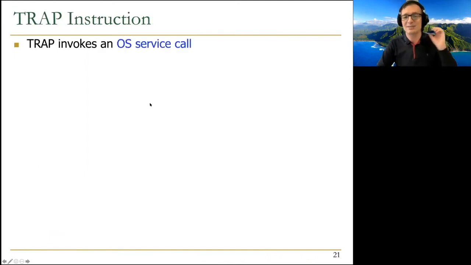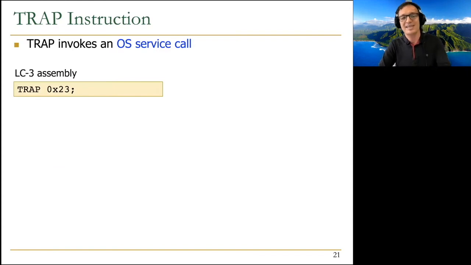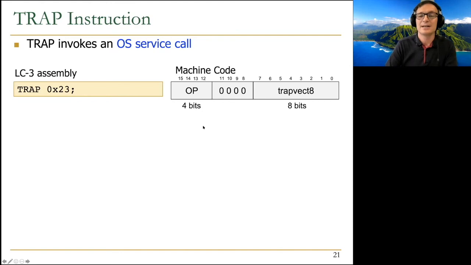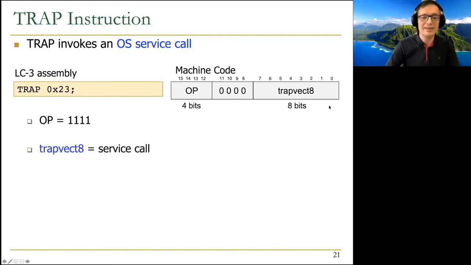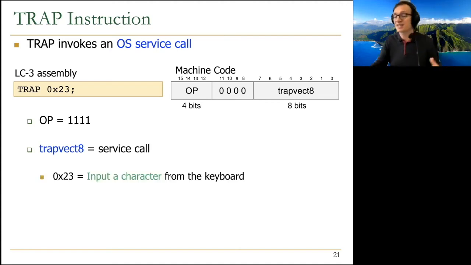So trap instruction, basically, let's talk about trap instruction because it's important. This is the operating system hardware interface, essentially, in LC3. MIPS has its own instructions. It invokes a service call, essentially, an operating system service call. In assembly, it looks like this. In machine code, it looks like this. It's very simple, basically. And you have a trap vector, basically. The opcode is 1111. And the trap vector specifies what you ask the operating system to do.